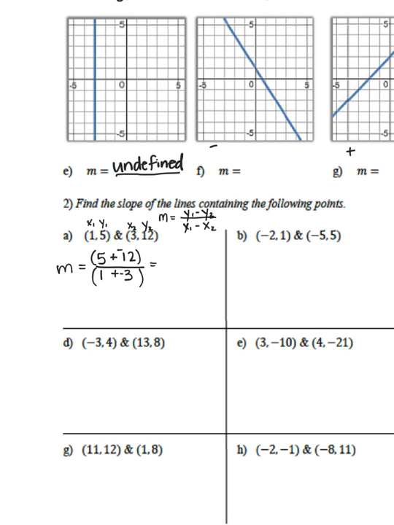Okay. And then on the top, the signs are different, so I'm going to subtract, and I get 7, and I have more negatives, so it's negative. And then on the bottom, the signs are different. I'm going to subtract, and I get 2, and I have more negatives, so it's negative. So this slope is 7 over 2. It becomes positive because a negative divided by a negative is a positive. Okay.